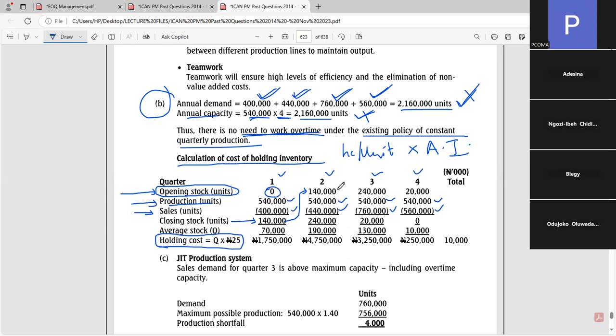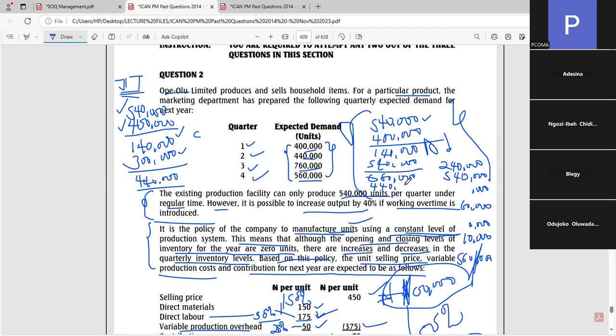Now, if I have 140 as my opening stock for quarter 2, and I still need to produce 540, 140 plus 540 is giving me 680. 680 minus what I actually sold will give me a closing stock of 240. Let's go and confirm. Look at the 240 here. We did it here. 240. We solved it before.